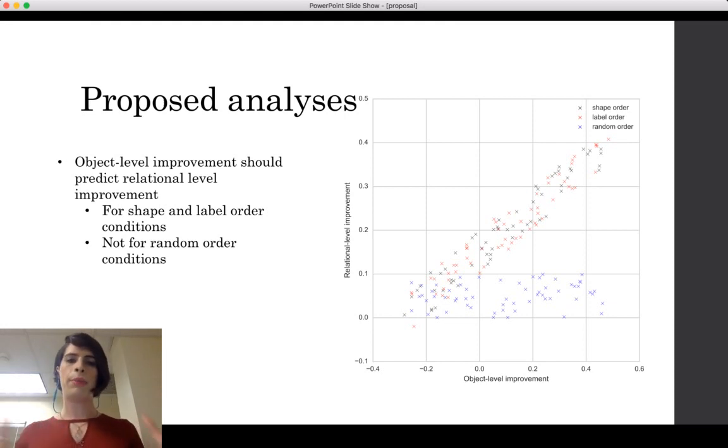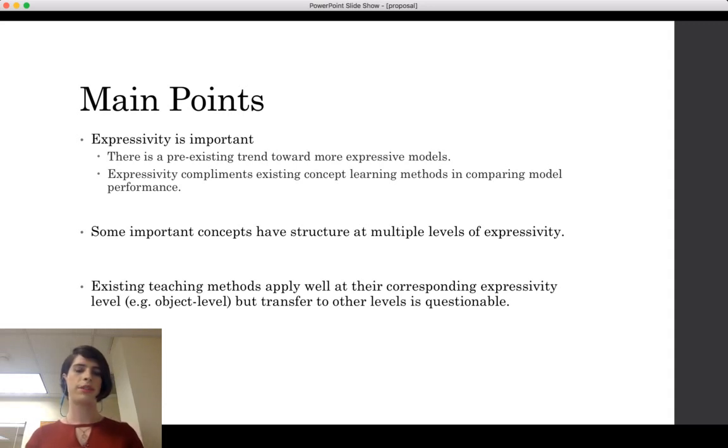Okay, so I'll wrap up by summarizing some main points. The beginning of the talk simply seeks to make the point that expressivity is important. There's a pre-existing trend toward more expressive models that has maybe not been as explicitly acknowledged as would be helpful. But on top of that, using expressivity, it's able to complement existing methods. So not only should we care about whether or not the representation length of a representation predicts learning difficulty, but we should care about whether the model is able to express concepts that require more expressive languages.